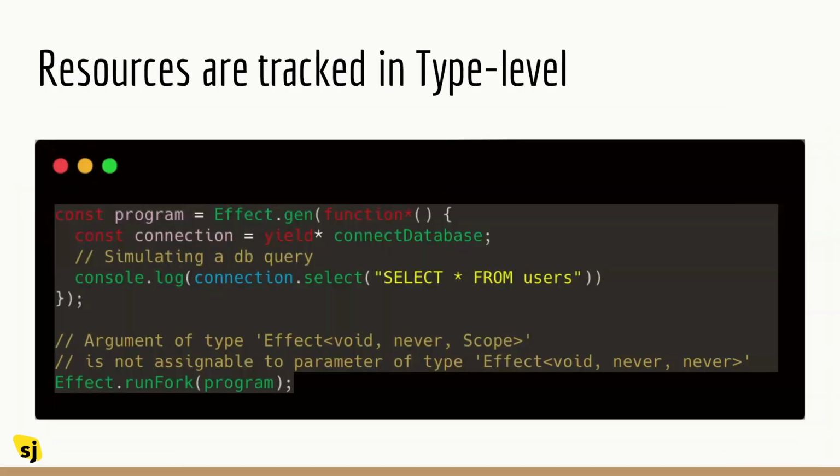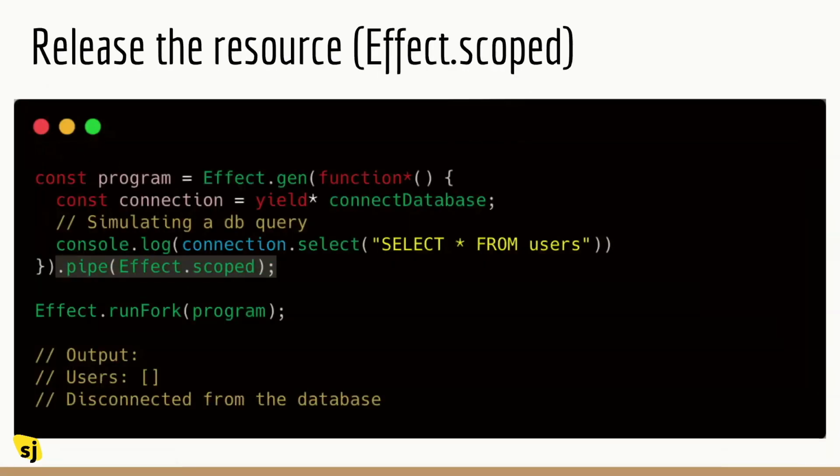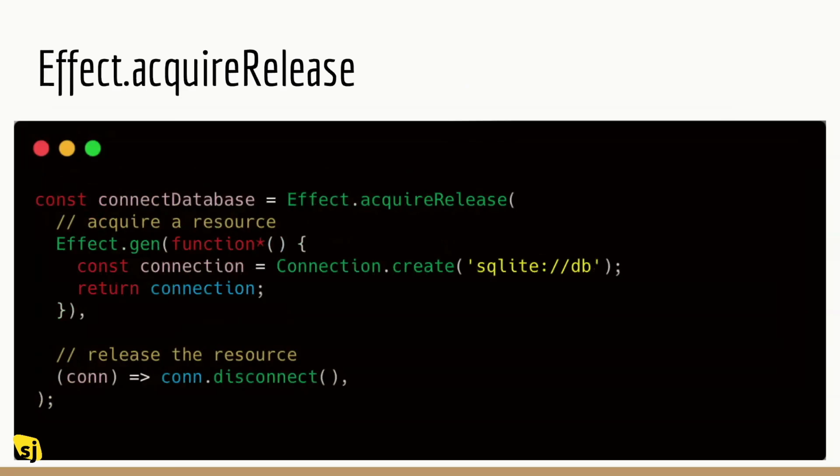Basically, if you look at this, the third parameter is scope. It says scope is not assignable to never, so it must be never, right? When I do Effect.scoped, that scope becomes never. I know it's a little bit different to how we typically do things, but you basically wrap it in Effect.scoped. It will connect that disconnect method that I declared earlier, because I'm declaring the creation of the resource and the releasing of the resource in the same place.